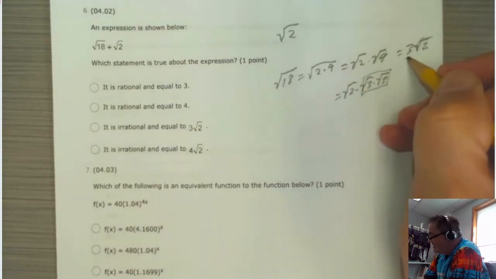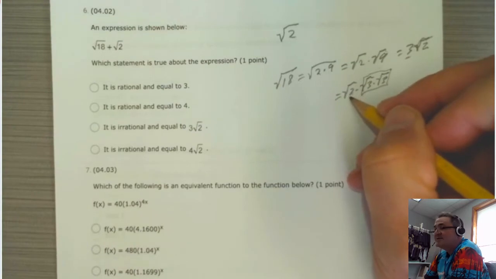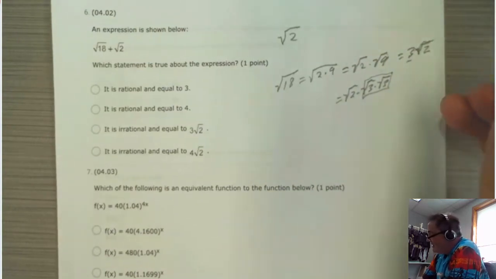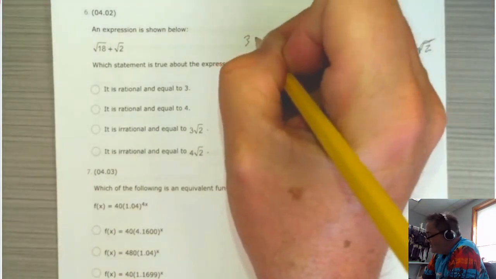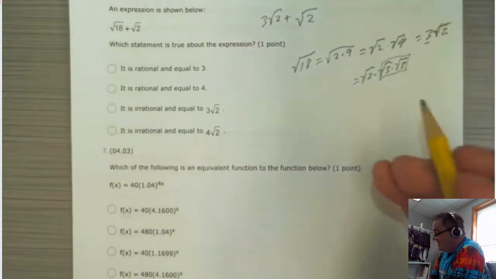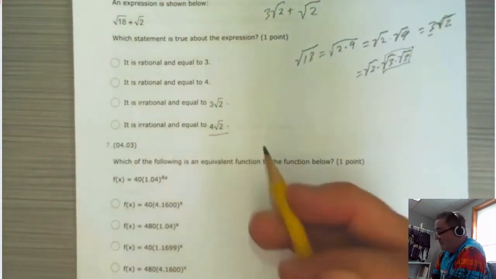So it's got a buddy. It gets to come outside. This doesn't have a buddy. It has to stay underneath the radical. It's 3 square roots of 2. So we have 3 square roots of 2 plus another square root of 2. So that must be equal to 4 square roots of 2.